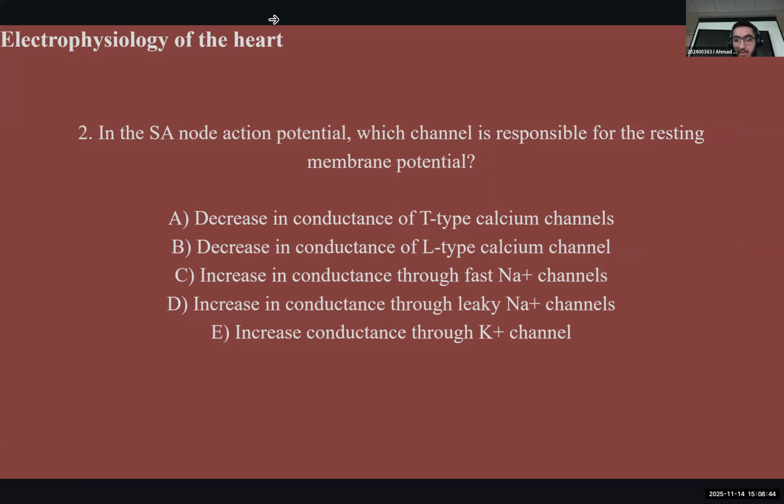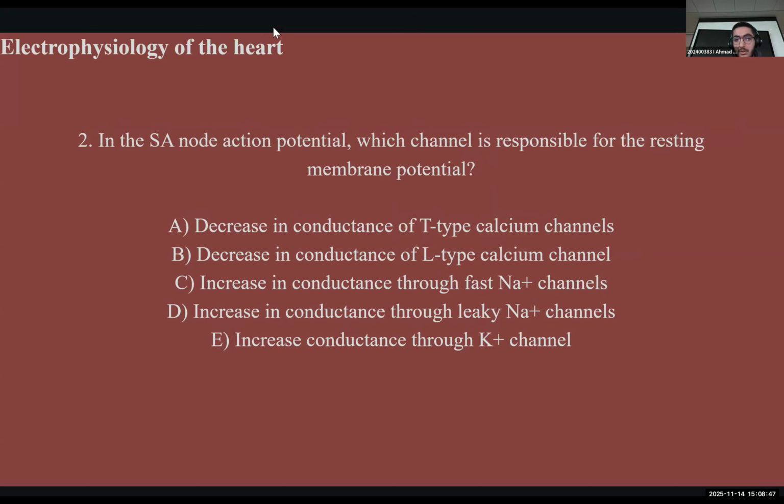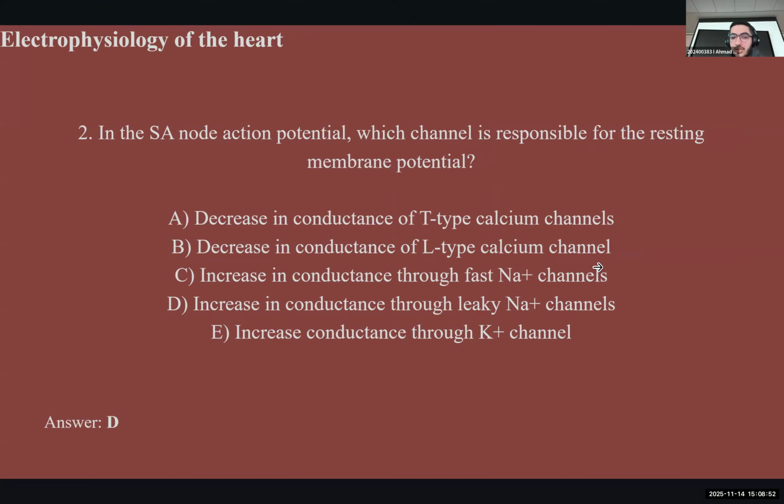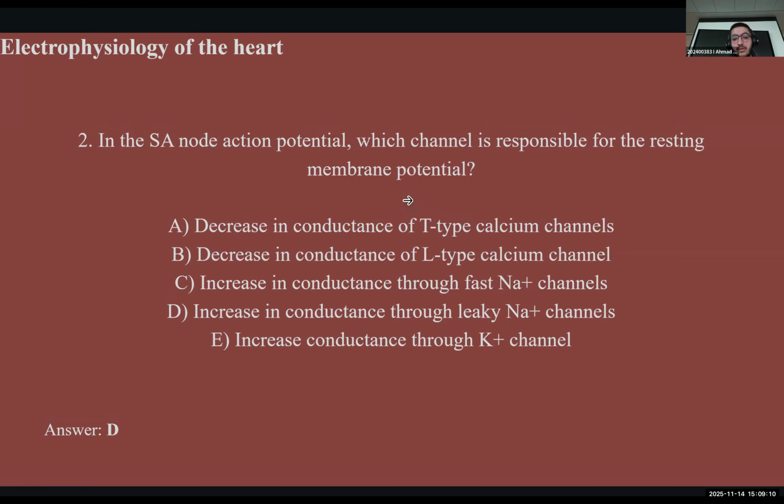Okay. So whoever said D, you are correct. Let's rule out the choices. In a resting membrane, who can remind me how the resting membrane in the SA node looks? Is it straight or is it inclining up? Inclining up, yeah, that is correct. So you would normally have positive ions coming inside the cell. So decreased conductance in the calcium channels, both of them would be wrong. So we can rule out A and B.